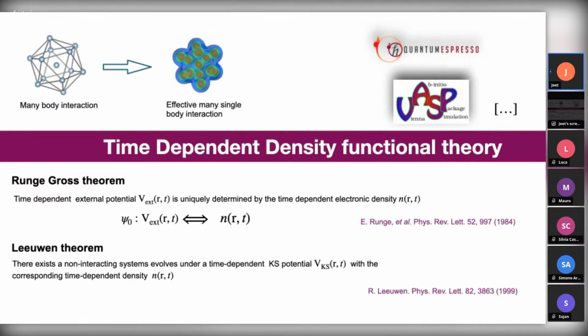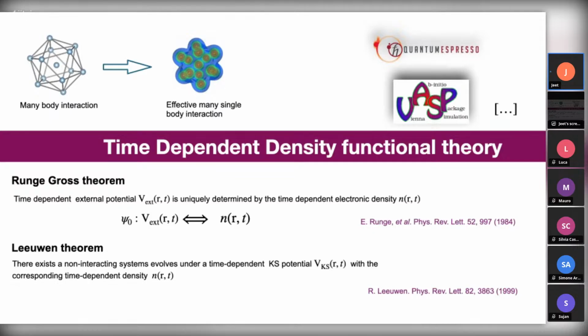As it is in the time domain, we have to start from an initial state. If you have a given initial state, then the time-dependent external potential can be uniquely determined from the time-dependent density. So it has a one-to-one map. If you know the density at a certain time, you know the external potential that you have.